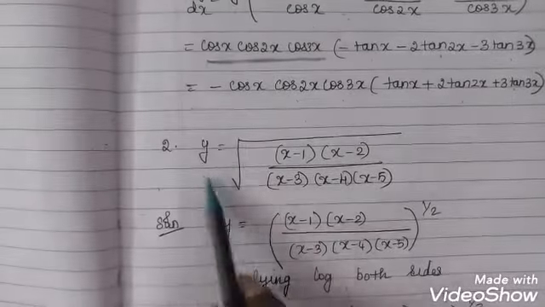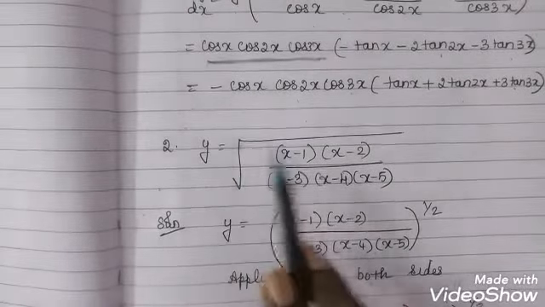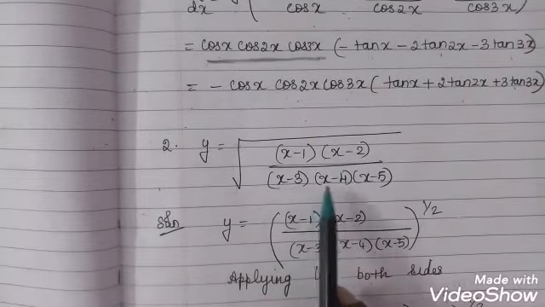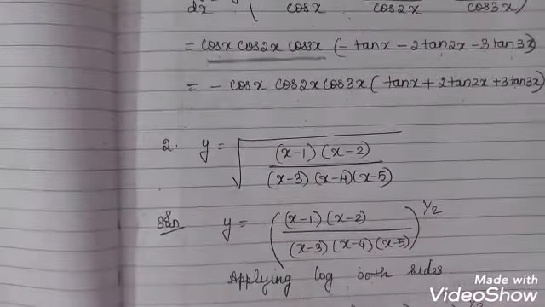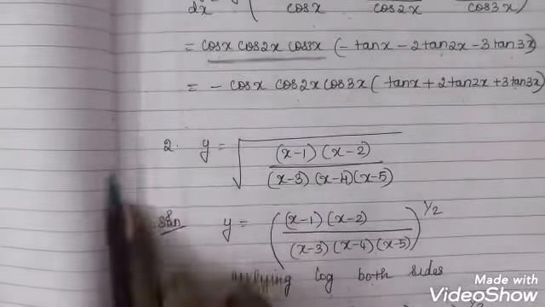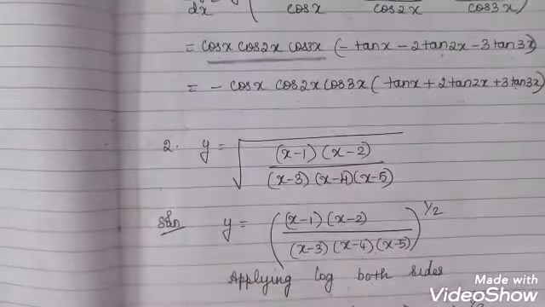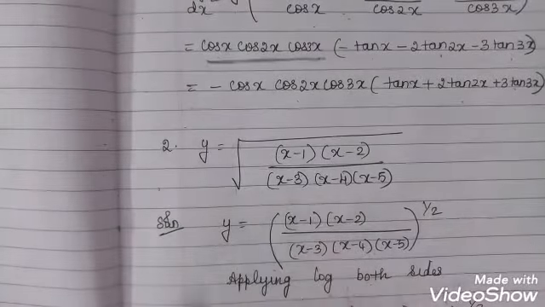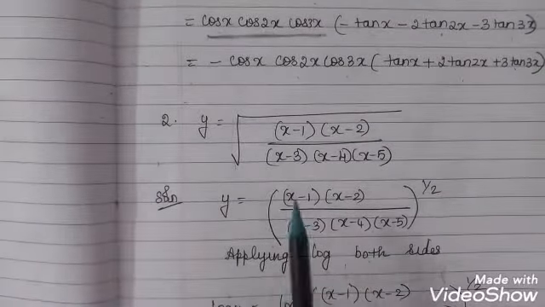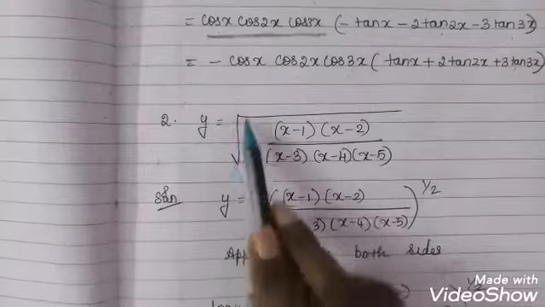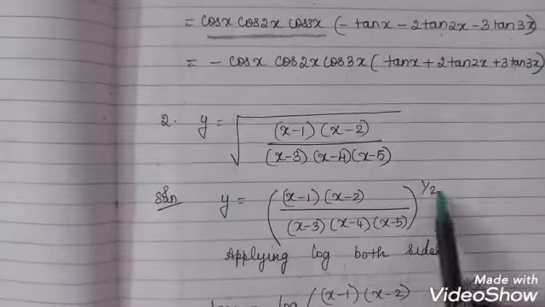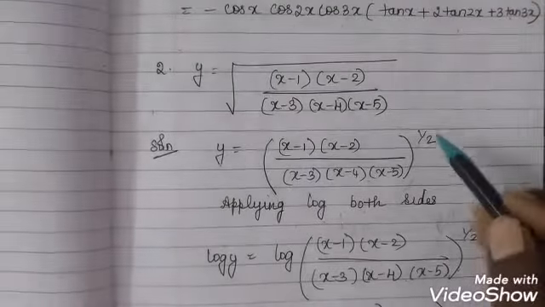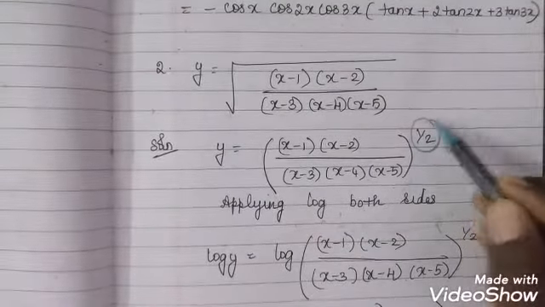What's the second question? y equal to square root of x minus 1 into x minus 2 divided by x minus 3 into x minus 4 into x minus 5. So this is one question where doing by logarithmic rule, it will be easy for you here. So how I am going to apply the logarithmic rule, you just check. First of all, the square root I can write it as the whole power half. Okay. Now we'll apply log both sides and I will eliminate this one here.